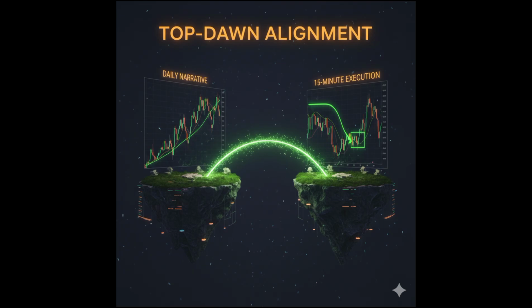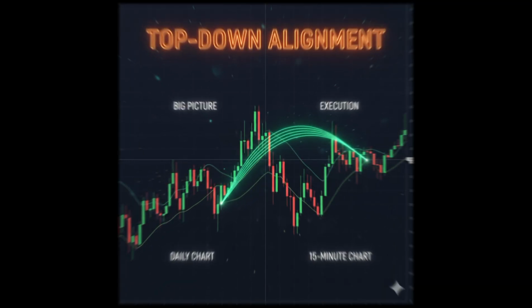They stare at a 5-minute chart and try to make trading decisions based on what they see there. But the 5-minute chart is noise. It's just the technical details of a bigger story being told on the daily and weekly charts. The narrative. The daily and 4-hour charts. Here's how professional traders think about timeframes.